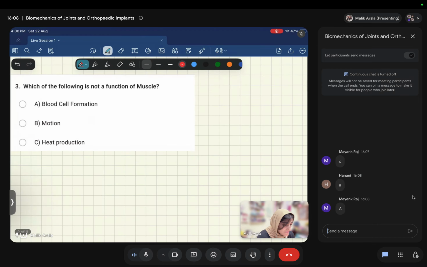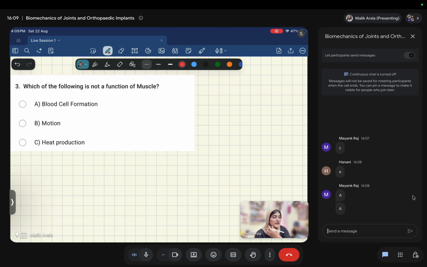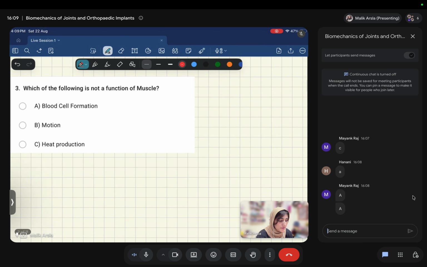The third question is: which of the following is not a function of muscle? Blood cell formation, motion, and heat production. Yeah, blood cell formation is the correct option. Can you tell me which part does blood cell formation, if not muscle? Yeah, it is primarily the function of bone, specifically the bone marrow, which is responsible for blood cell formation. So this is not a function of muscle. Motion and heat production are functions of muscle.